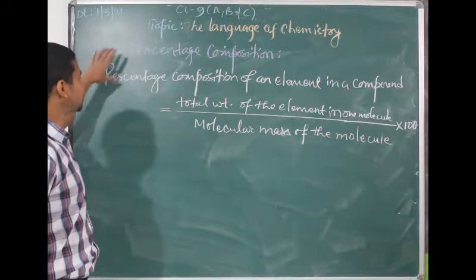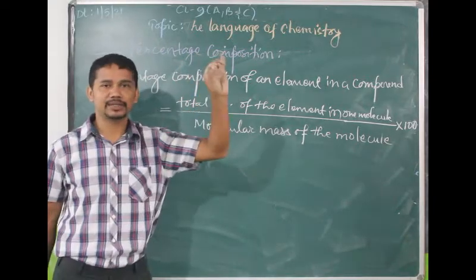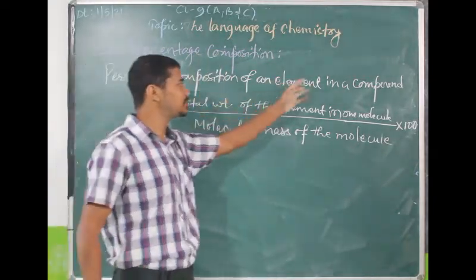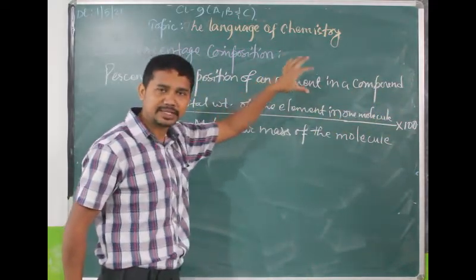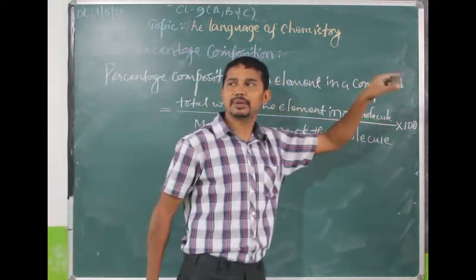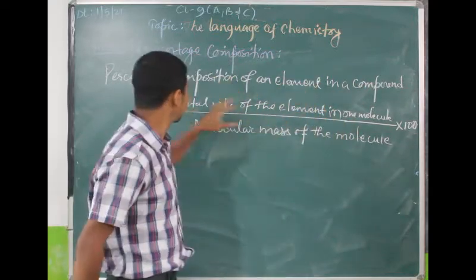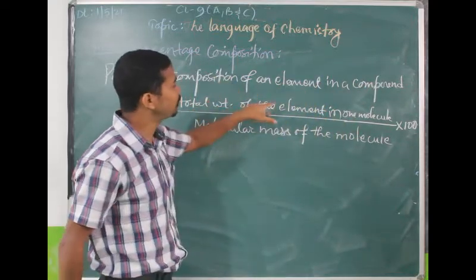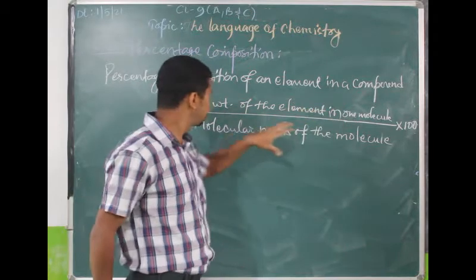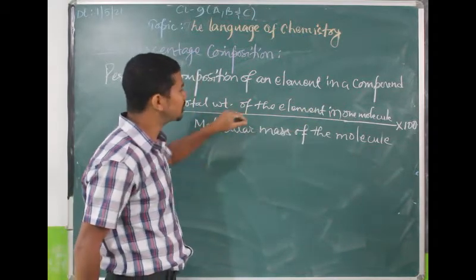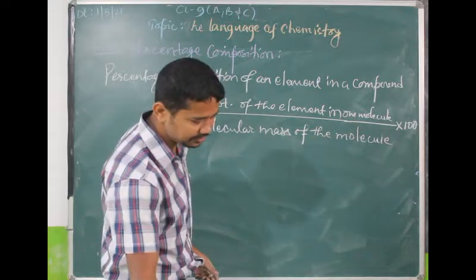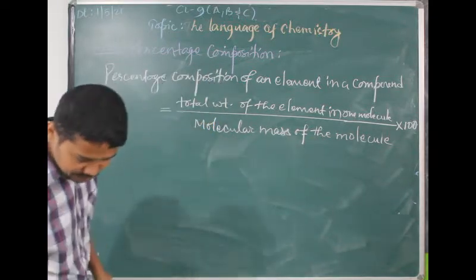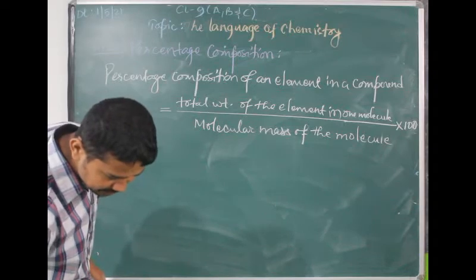Say for example, if you have to find magnesium in magnesium sulfate: in place of element, you will write magnesium, and in place of compound, you will write magnesium sulfate. It is equal to the total weight of magnesium divided by the molecular mass of magnesium sulfate, into 100. Now let's learn how to do this. We will do an example.